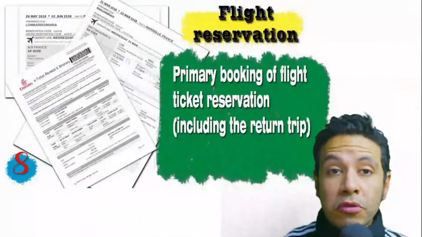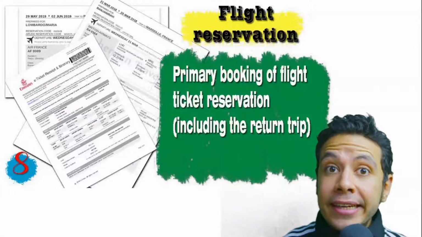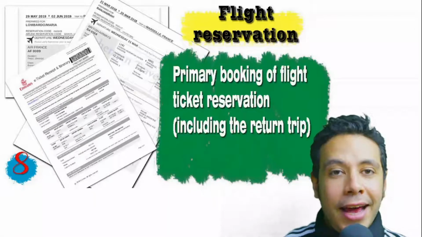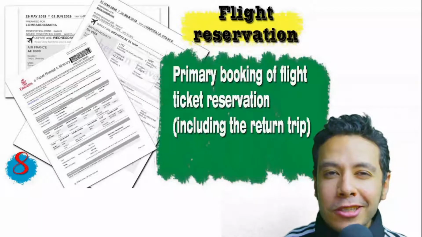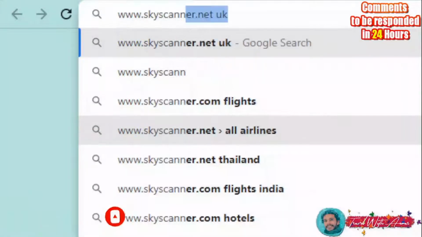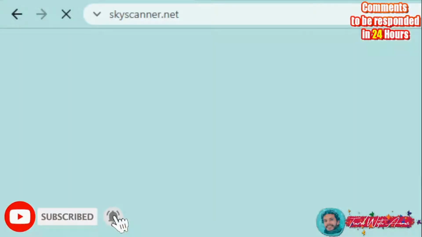You should also provide a flight reservation. It could be an initial booking, but in some minor cases you will need to provide a confirmed booking. And remember that this flight reservation must include a return ticket. So let me show you a short tutorial on how to book your flight, and we will use this site, skyscanner.net.